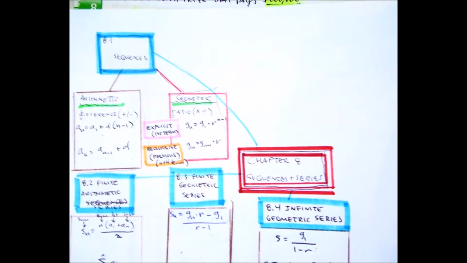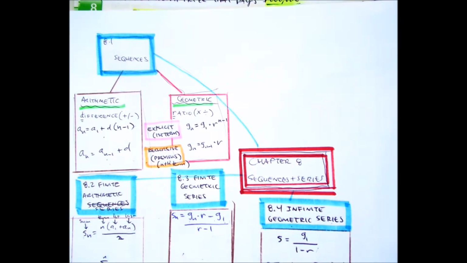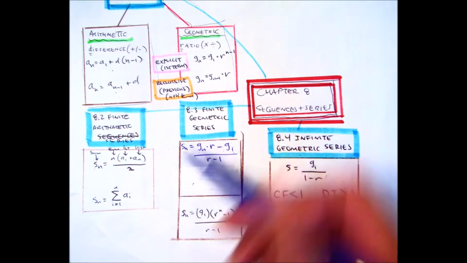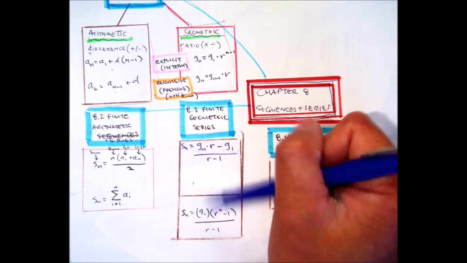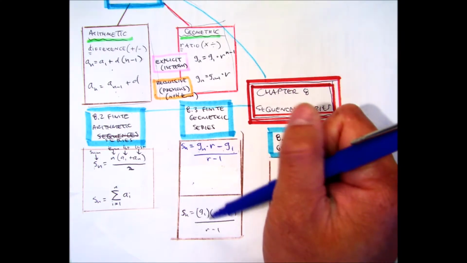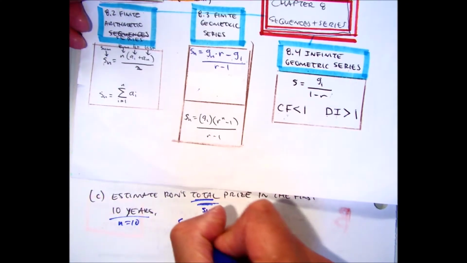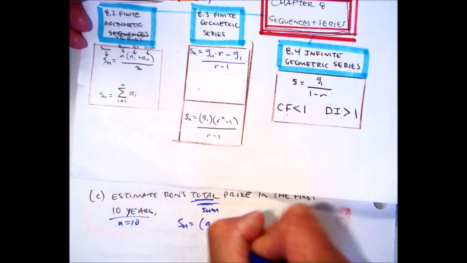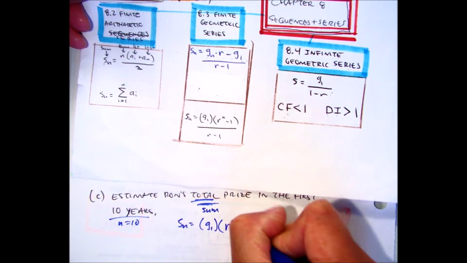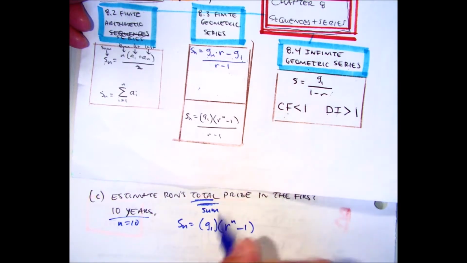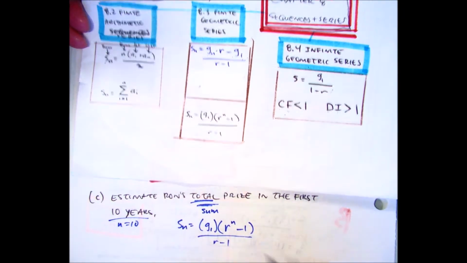So again, if I look at my geometric series, now pay attention. This one says the first 10 years. Okay? And you can actually use any of these formulas. I would use this one because I have the first term. So let me copy that down. Sn equals g1 times r to the n value subtracted by 1 divided by r minus 1.